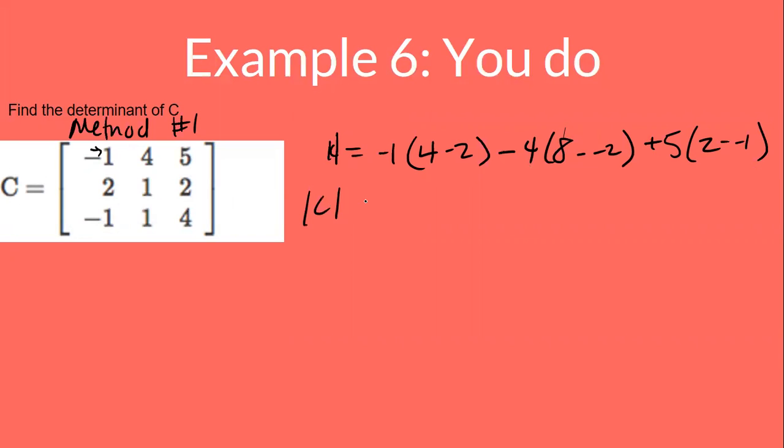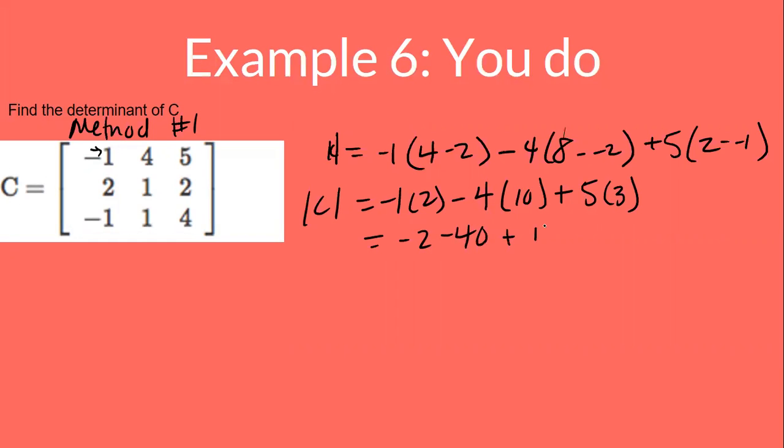And so the determinant equals -1 times 2 minus 4 times 10 plus 5 times 3 equals -2 minus 40 plus 15 equals -42 plus 15 equals -27. Okay? So that's if you did method number 1.